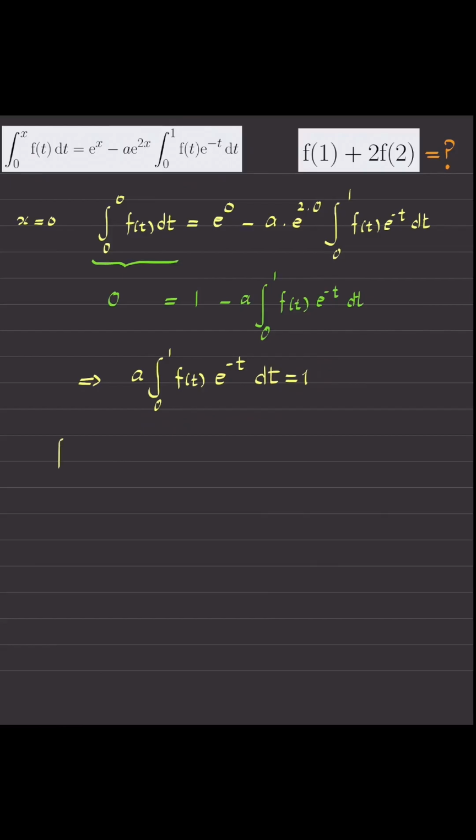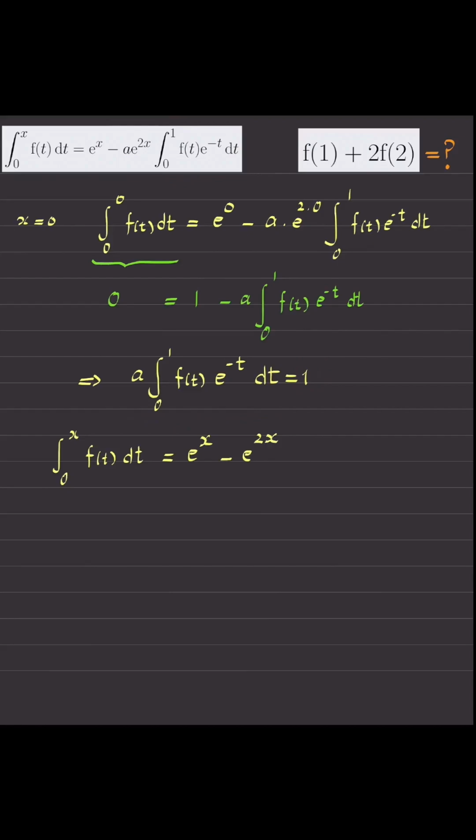So the left-hand side is still integral from 0 to x of f of t dt. The right-hand side becomes e to the power x, but instead of a times this integral, I can just simply put 1, and I will have e to the power of 2x. So it's minus e to the power 2x.